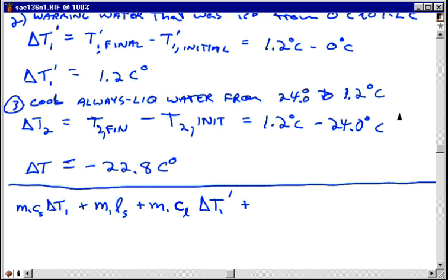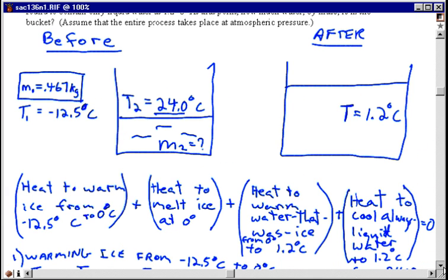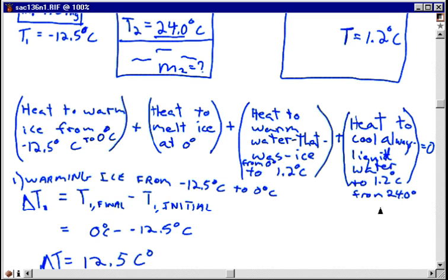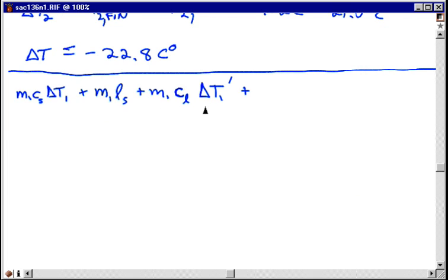And then plus, we're up to this fourth term, the heat to cool the always liquid water. So that is a liquid. That'll look just like this term, except we've got an M2. It's the other sample of water, the water that was always liquid rather than the water that was originally ice. But it is a liquid, and it experiences a temperature change of what I call delta T, and I think I want to call that delta T2.